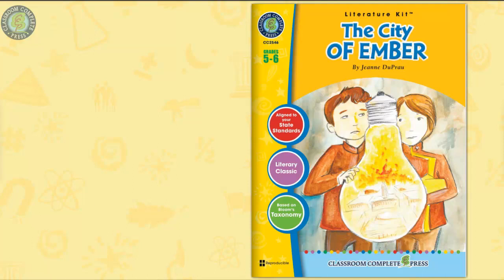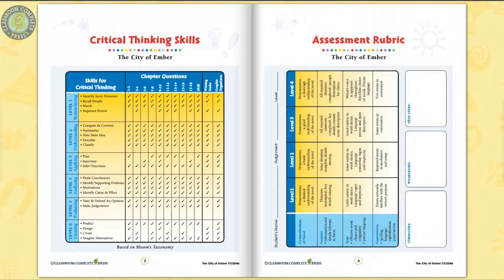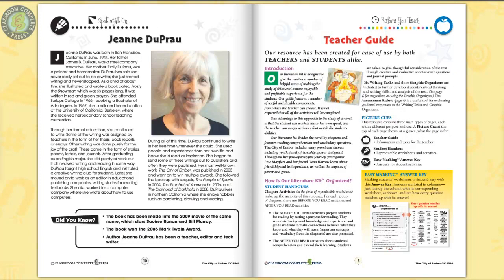This literature kit on The City of Ember by Jean DuPrau provides a variety of engaging activities that can be easily broken up over several weeks to coordinate with assigned reading. 55 pages chock full of before-you-read worksheets for each chapter section, along with vocabulary prompts to prepare your students for the reading, with rubrics, teacher guide, and author biography.